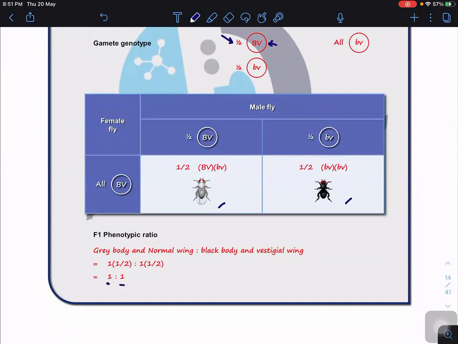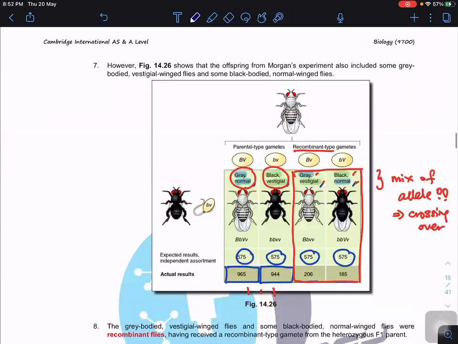Where if you compare to the result here, you won't get it. Are you clear? You only get here 1 to 1. So we do have the recombinant types, recombinant gametes. This is because of the crossing over. Okay, we have crossing over, so they occur in the small number.